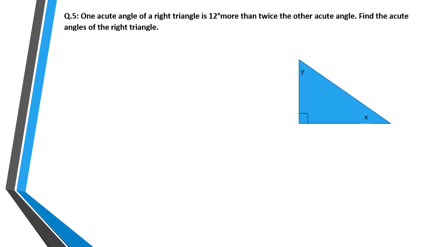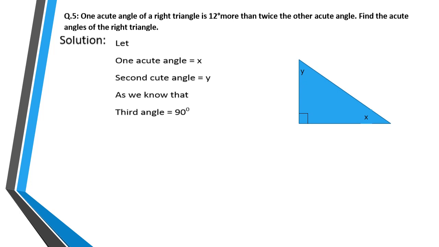Question number 5. One acute angle of a right triangle is 12 degrees more than twice the other acute angle. Find the acute angles of the right triangle. The right triangle consists of two legs and a hypotenuse. The two legs meet at a 90 degree angle and the hypotenuse is the longest side of the right triangle. There are two acute angles in this triangle, x and y. Let one acute angle be x and the second acute angle be y.